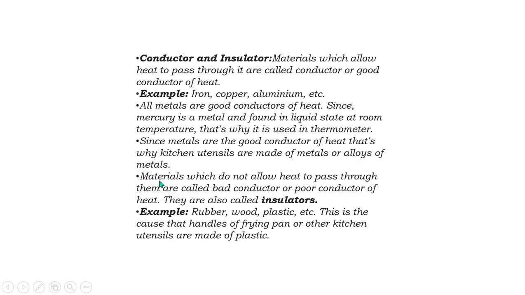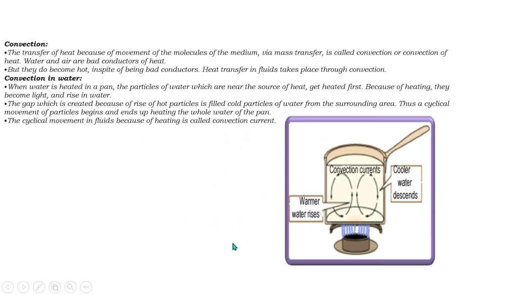And materials which do not allow heat to pass through them are called bad conductors or poor conductors of heat. They are called insulators. Examples are rubber, wood, plastic, etc. This is the reason that handles of frying pans or other kitchen utensils are made of plastics.